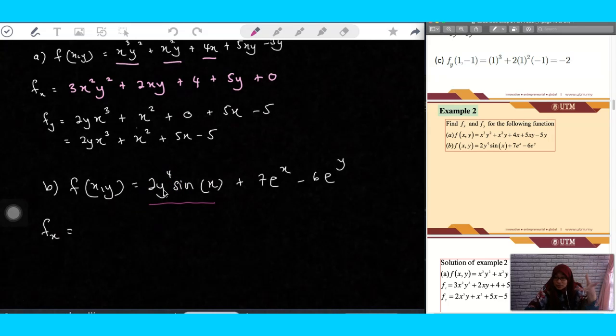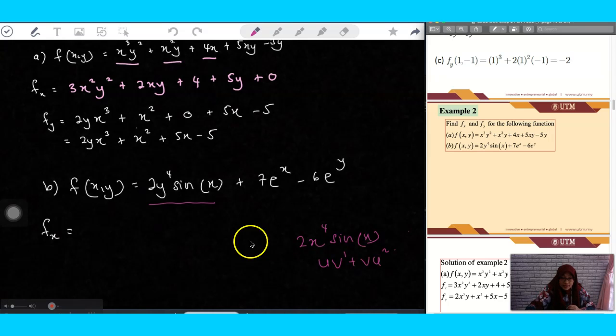You need to apply the product rule if you have, let's say, 2x^4 sin x. Your x is inside both functions: inside the sine and also inside the power of 4 function. So if you want to differentiate with respect to x, you have to apply the product rule. Do you remember what the product rule means? It is the formula uv' plus vu'.